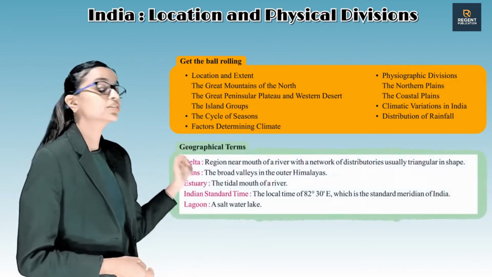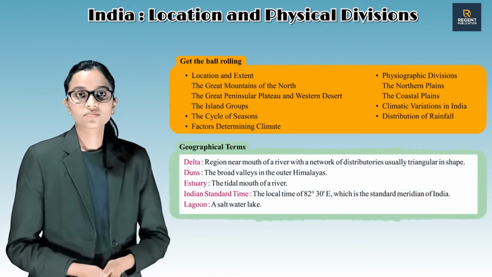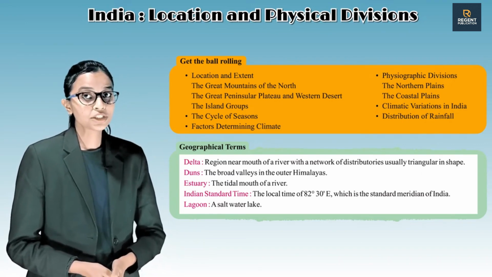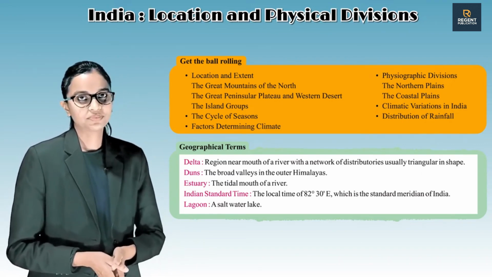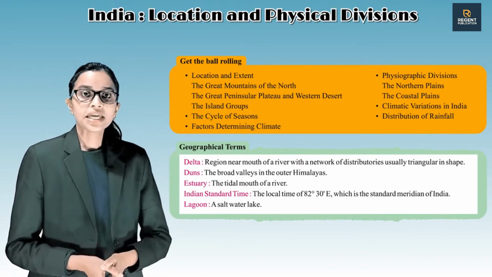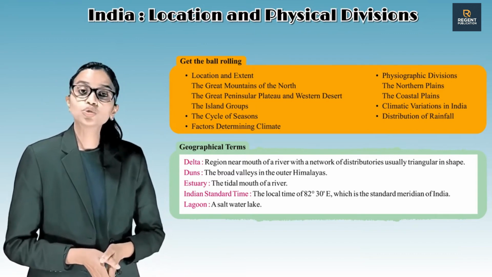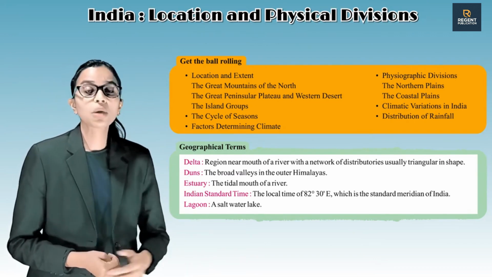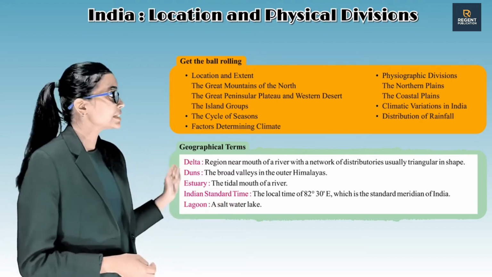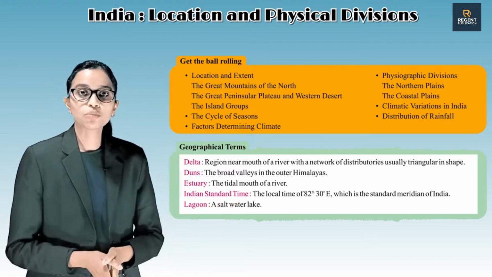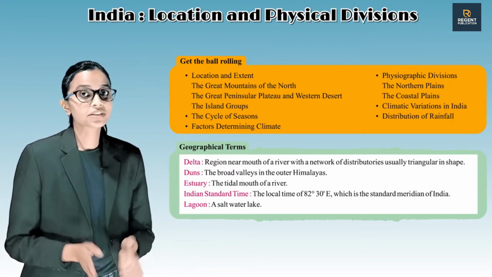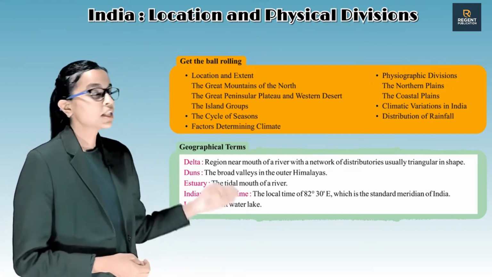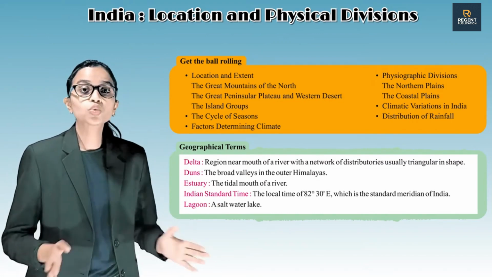Now, geographical terms. Delta: region near the mouth of a river with a network of distributaries, usually triangular in shape. Duns: the broad valleys in the outer Himalayas. Estuary: the tidal mouth of a river. Indian Standard Time: the local time of 82 degree 30 minute east, which is the standard meridian of India. Lagoon: a saltwater lake.